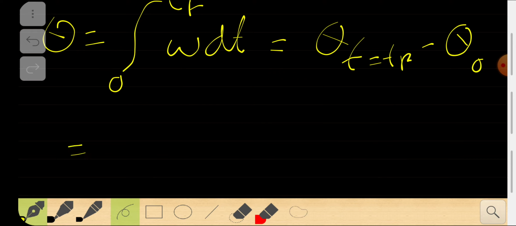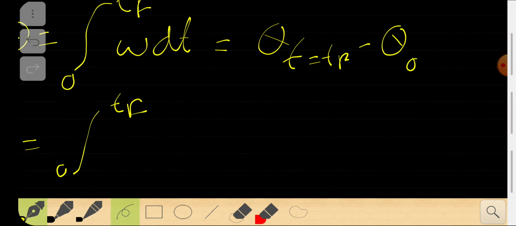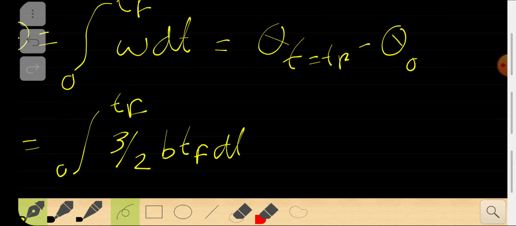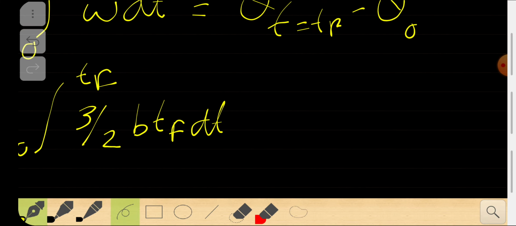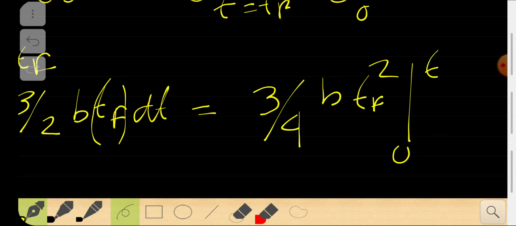So you can substitute the value of omega here, from 0 to tf. Omega was 3 by 2 btf, right? So it's 3 by 2 btf dt, right? So that you get tf, which is the final time. It can vary, so this is our variable here. Now you can say that it is 3 by 4 btf squared, right? That's the value from 0 to tf, right?